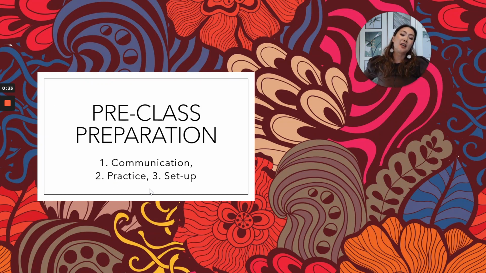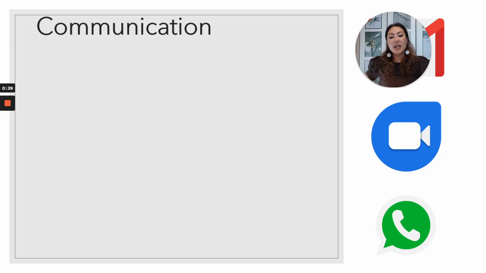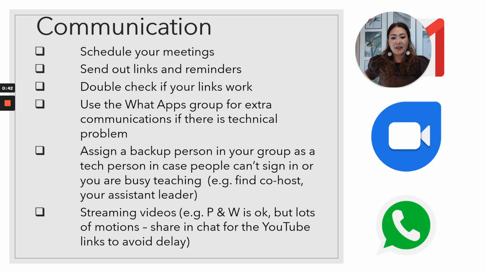Okay, pre-class, let's talk about communication, practice, and things that we need to know to set up our space. Communications, very important. I think there's a list here. There are a few things you need to know and know how to do, especially in a Zoom online setting. So you must learn how to schedule your meetings. Sometimes maybe your church already set up the meetings for you, but it's a good skill to learn how to schedule your own meetings, either on Zoom or another online platform. Send out the links and reminders earlier.